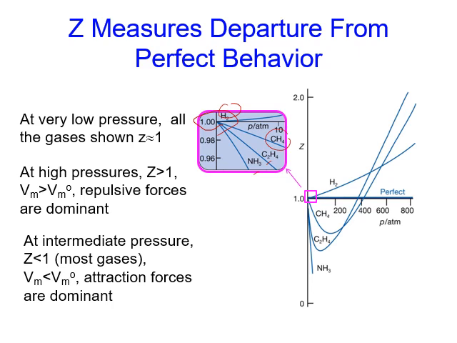Now, at extremely high pressure, the gas molecules become so close to each other that repulsive force dominates. When repulsive force dominates, the real volume becomes greater than the ideal volume, so the Z factor is greater than 1. At moderate pressure, attractive force dominates, and that brings the real volume to less than the ideal volume, so Z becomes less than 1.